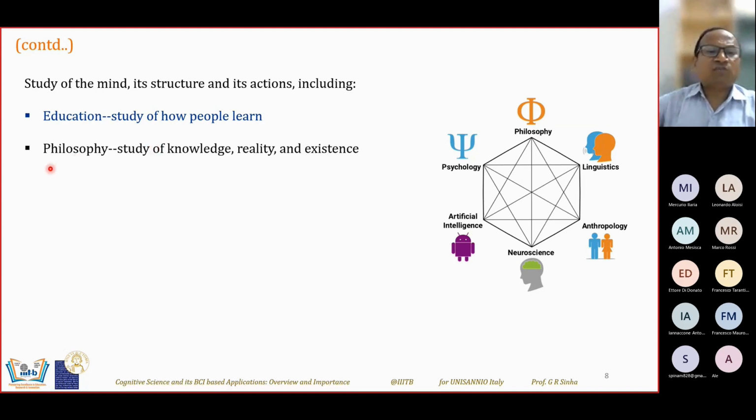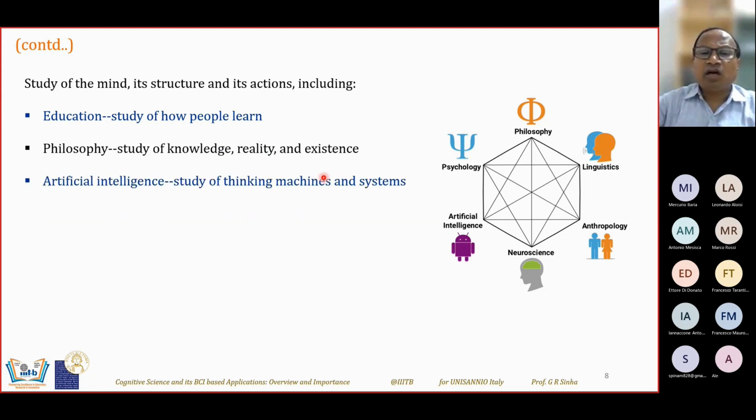You see here philosophy. What is philosophy? The study of knowledge, how knowledge is developed, how knowledge is acquired, how knowledge is converted into reality, and the existence of something. How do we understand is the philosophical approach. Then AI, you all know, is the study of thinking like machines and systems. That is an important component of cognitive science. Psychology is nothing but the study of behavior and the study of mind.